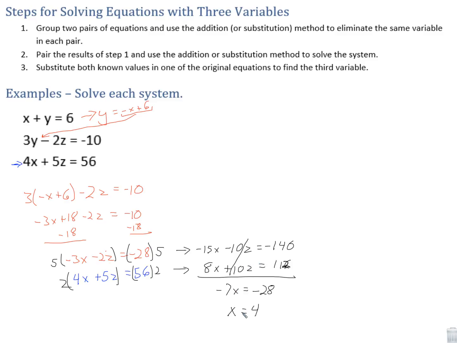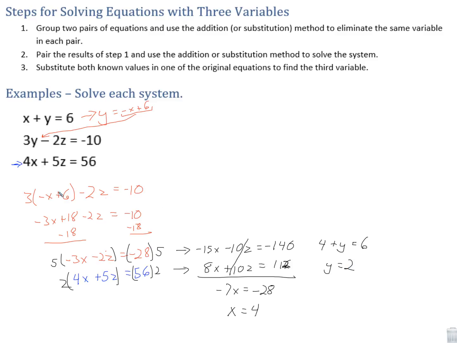So we have x equals 4. We could do a few different things here. The easiest will be to come up here and find y. So let's do that. So we know x is 4. So I'm using x plus y equals 6. 4 plus y equals positive 6. Subtract 4 from both sides, and you get 2. So we have x is 4, y is 2.